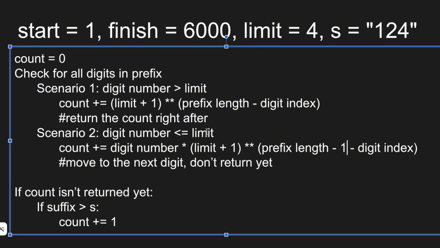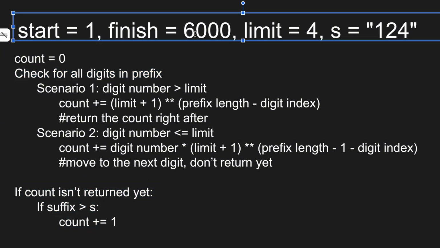However, if the digit is less than or equal to the limit, then we will have to use this formula, move to the next digit, and continue until we have either finished all digits in the prefix or we come across a case where a digit is greater than limit. And if there's a scenario where all the digits are less than or equal to limit, then after going through this loop, we will have to check if the suffix is greater than or equal to s, and that can also increase the count by 1. So for example, if we have 1 here, and since suffix 000 is less than s, we wouldn't increase the count.